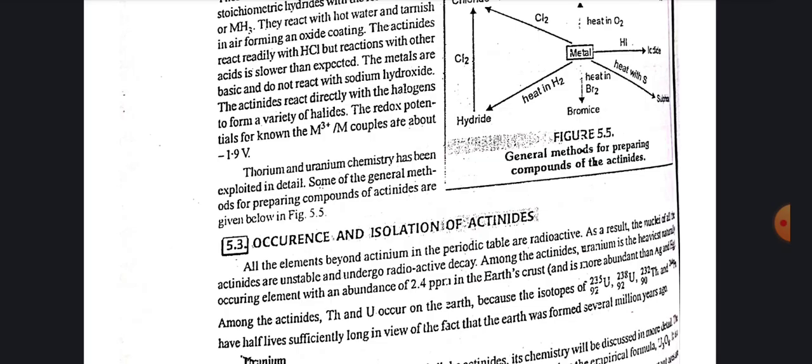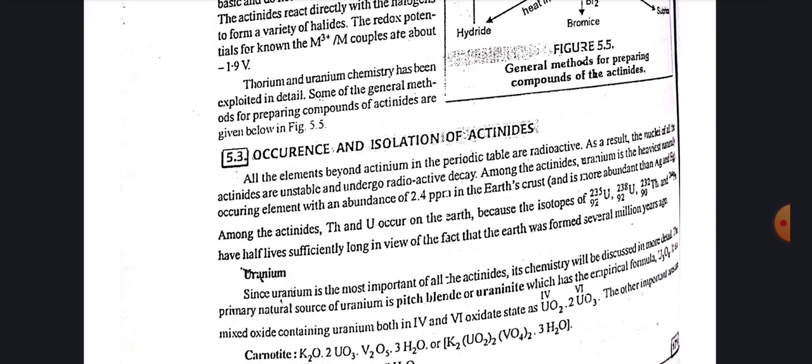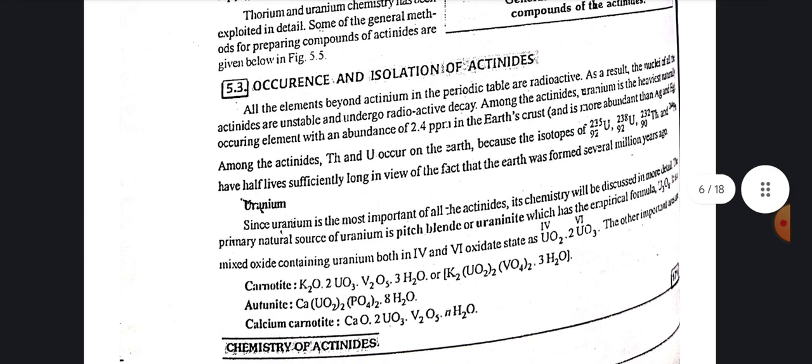The actinides react directly with the halogens to form a variety of halides. The redox potential for the known M3+ to M couples is about minus 1.91. Thorium and uranium chemistry has been exploited in detail. Some of the general methods for preparing compounds of actinides are given below.